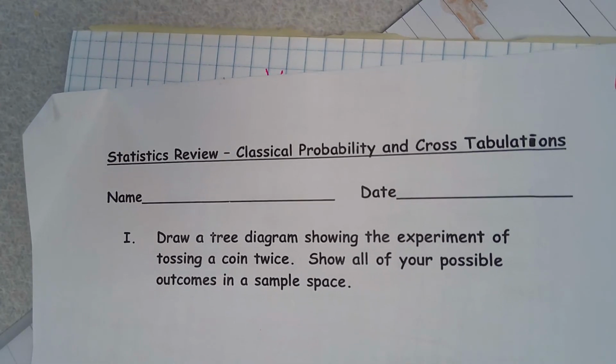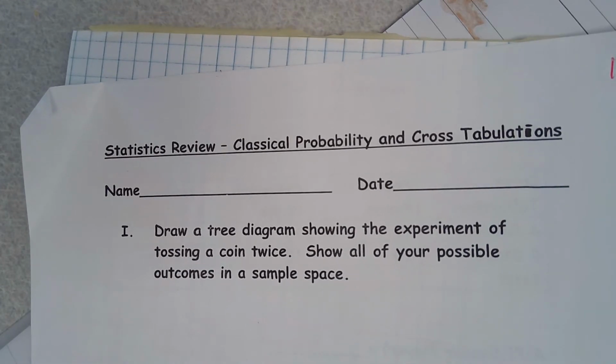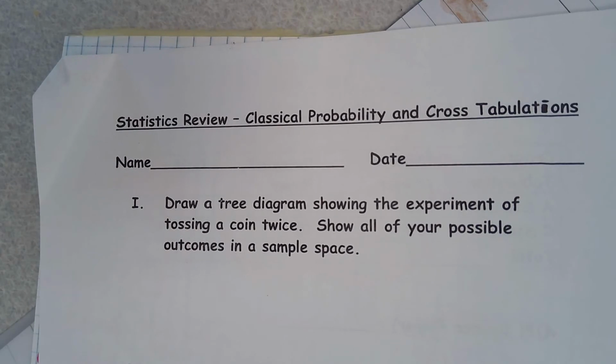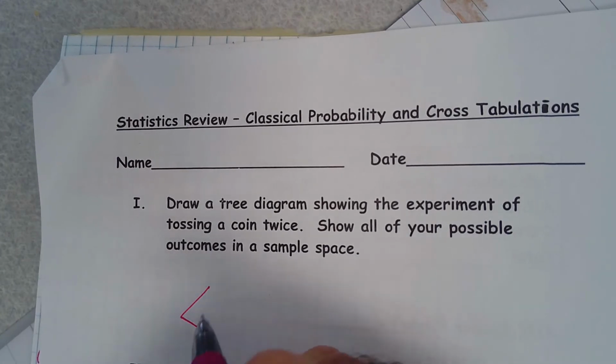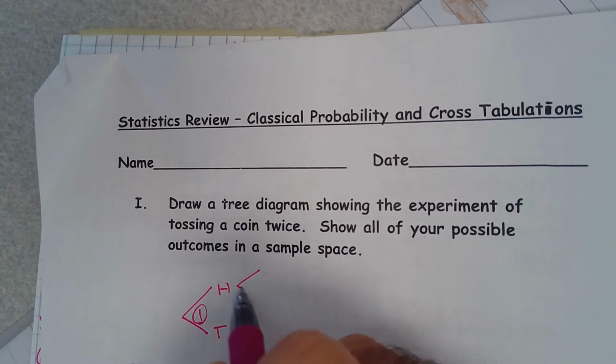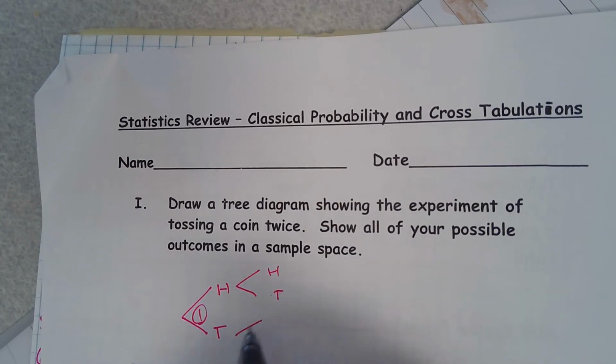Right, today we're going to go through the classical probability and cross tabulations worksheet. In the first question, it says draw a tree diagram showing the experiment of tossing a coin twice. So, heads, tails the first time I toss. And then we know we can get heads, tails the second time.